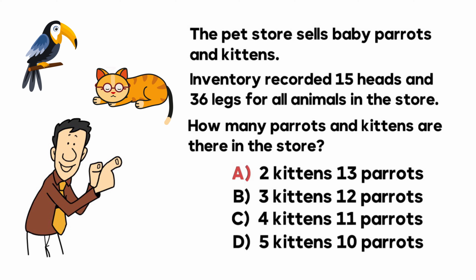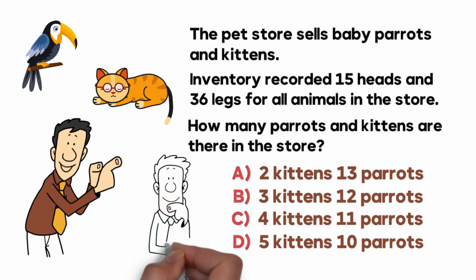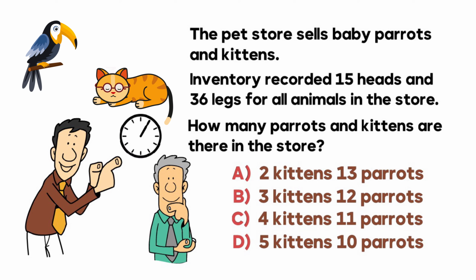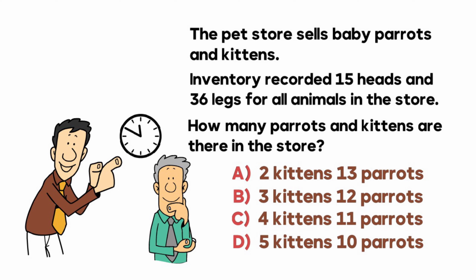Choice A, 2 kittens and 13 parrots. Choice B, 3 kittens and 12 parrots. Choice C, 4 kittens and 11 parrots. And choice D, 5 kittens and 10 parrots. Do you see the answer? Can you do the calculations and come up with the correct solution? Give yourself 10 to 15 seconds, maybe 20 to 30 seconds by pausing this video and trying to do mental math and come up with the answer.